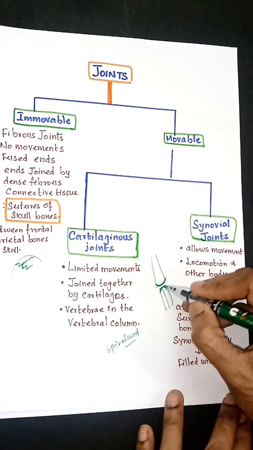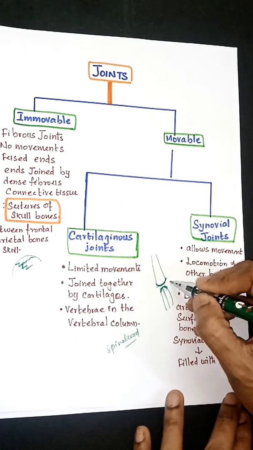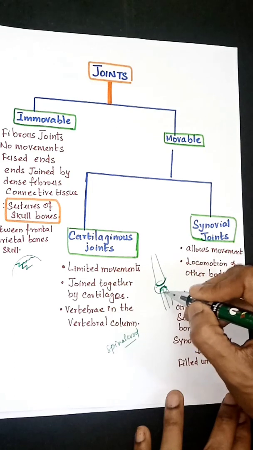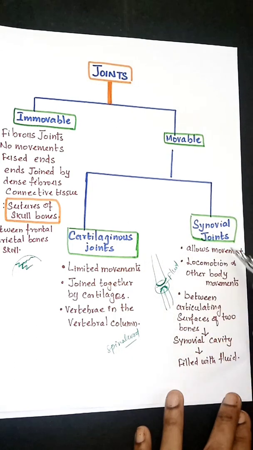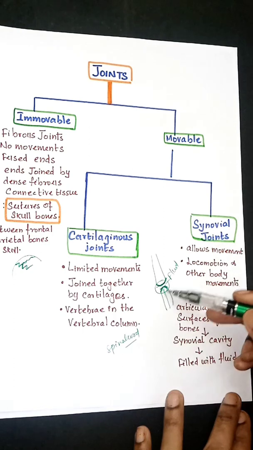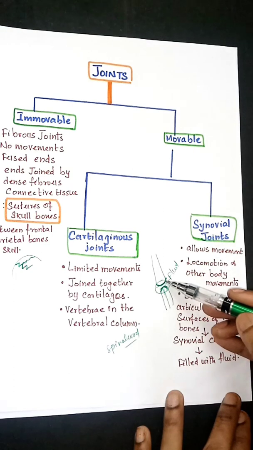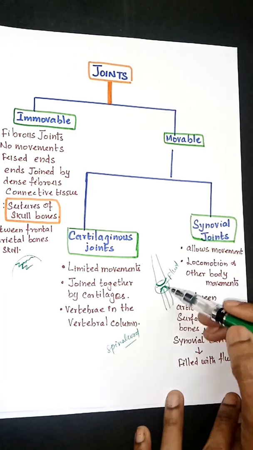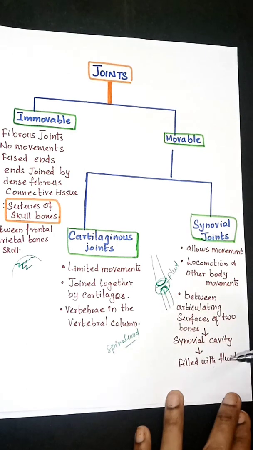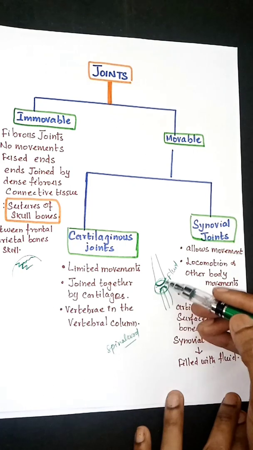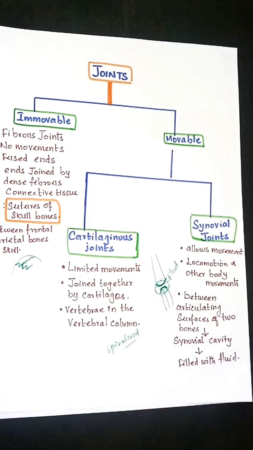Here if two bones rub, what will happen? There will be friction. So here there should be a lubricant, that is called a fluid, or synovial fluid. So the synovial joint is present between articulating surfaces of two bones, filled with a fluid called synovial fluid. This is called the synovial cavity. This is filled with a fluid to prevent friction and helps in lubrication of these bones, okay.